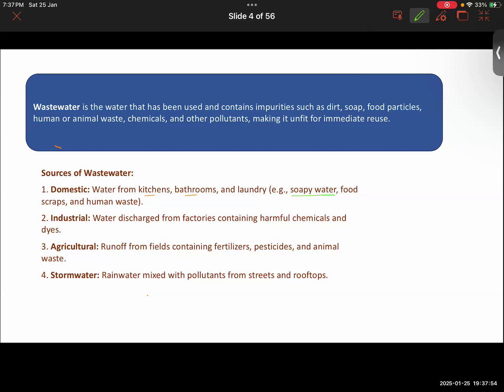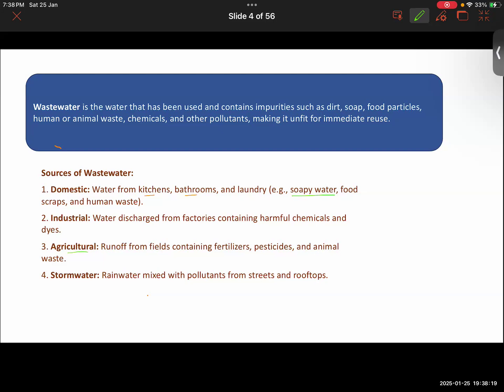Getting it? Then the water that is discharged from the factories, from the various kinds of industries, contains an unusual amount of dissolved chemicals. It contains different kinds of acids and all sorts of chemicals, which makes the water unfit for consumption. So that is also a source of the wastewater, right?